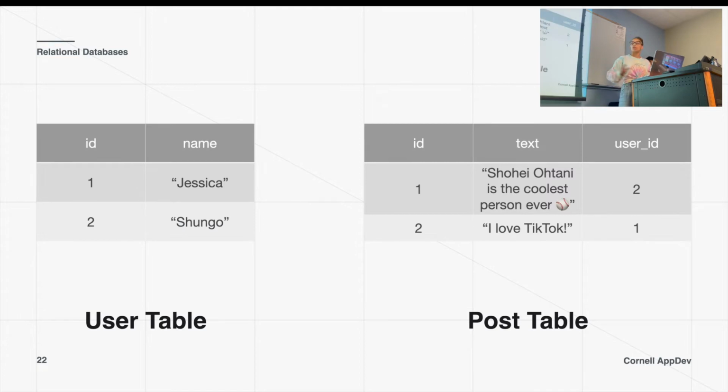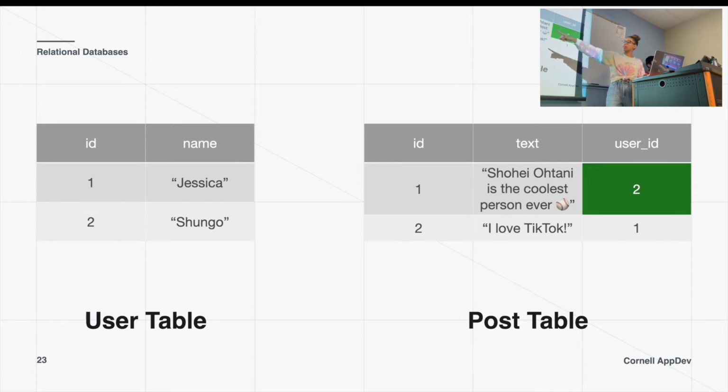And then looking at this example here, we have our users table and we have our posts table. So we have their ID and the name in our users table. So Jessica ID 1, Shingo ID 2, and then we have our posts table where we have an ID for that text post, the text itself, and then the user ID. So for example, the user ID 2, if we go to our users table, we can see that that is related to Shingo, who has the ID 2.